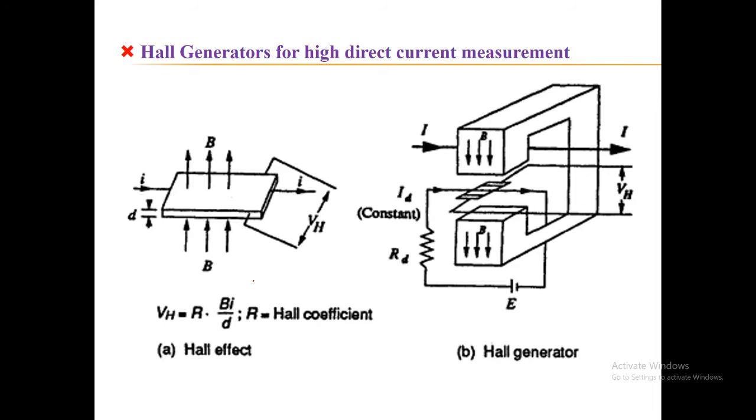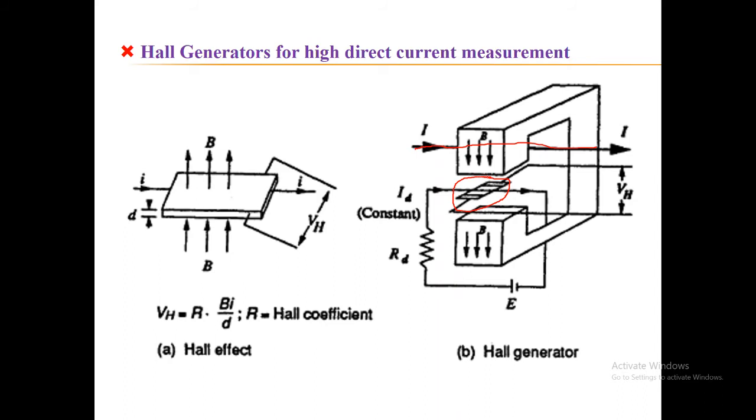So in large current measurement, as you can see over here, the current carrying conductor is surrounded by an iron core, an iron core magnetic circuit, so that the magnetic field intensity is produced in a small air gap. Here you can see this is the current carrying conductor, which is surrounded by this magnetic core. So when current flows through this conductor, the magnetic field intensity is produced in the small air gap where you find the positioning of the Hall element.